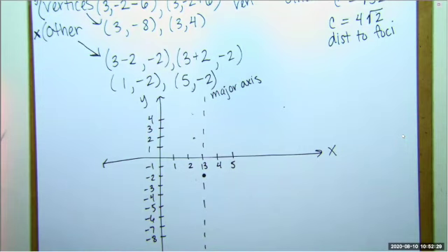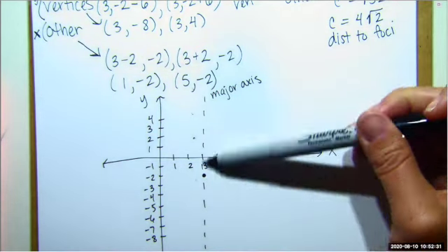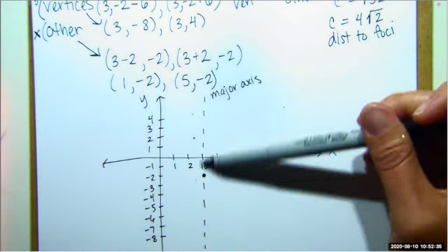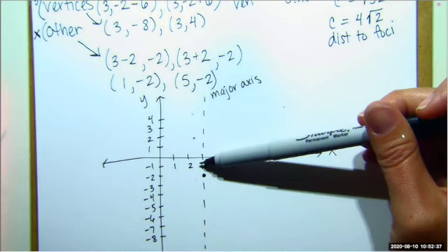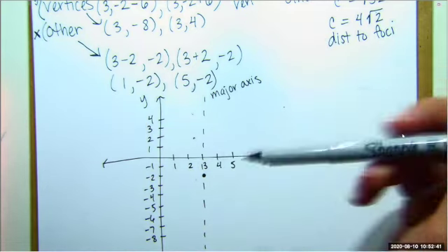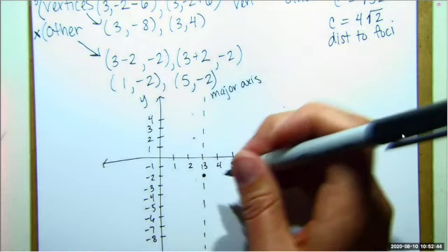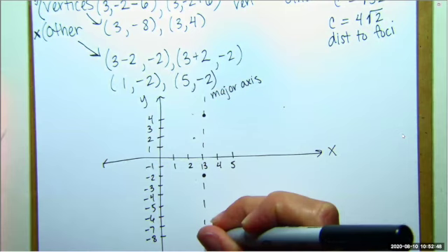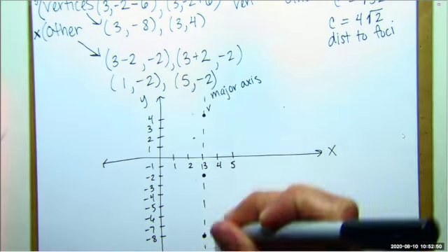Okay, the next thing we did is along our major axis, we went up and down a distance of A and C to get to those vertices and those foci. So let's plot those in. So A was our distance to our vertices, so we went up and down 6 to get to the vertices. So here's up 6, here is down 6. Those should be our vertices.